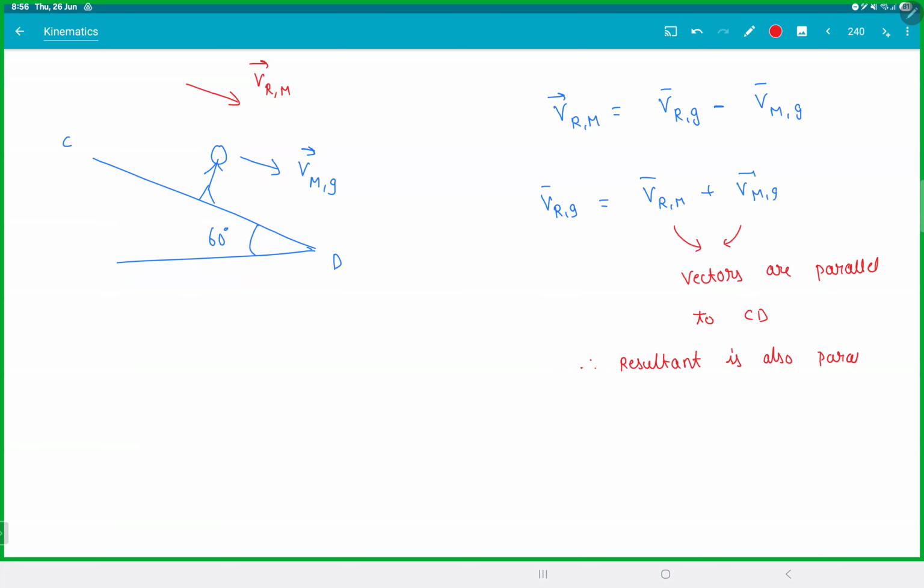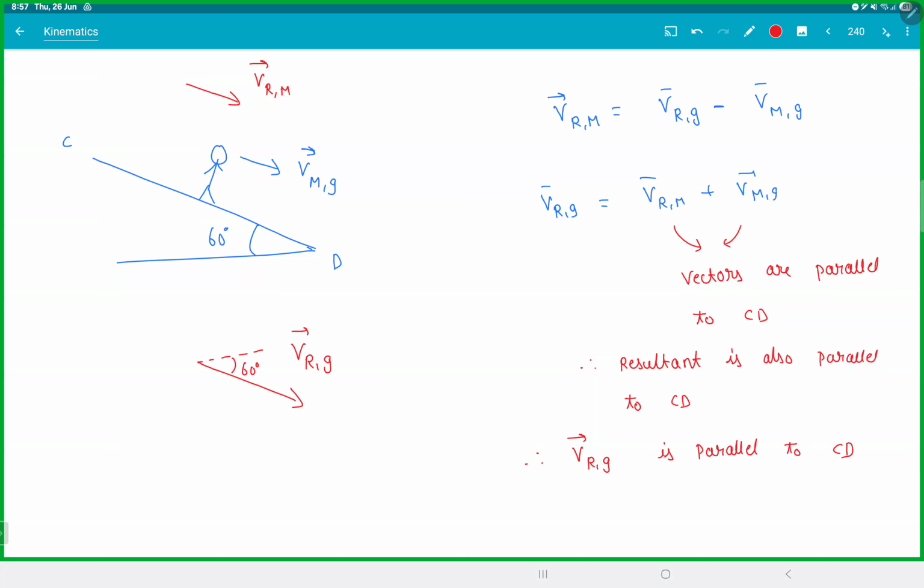So rain is actually falling at an angle of 60 degrees with the horizontal. Therefore, velocity of the rain in the ground frame is also parallel to CD. So the rain is actually falling like this. The velocity of the rain in the ground frame is at an angle of 60 degrees. That's your first information. I still don't know the speed of the rain. That's not the answer.